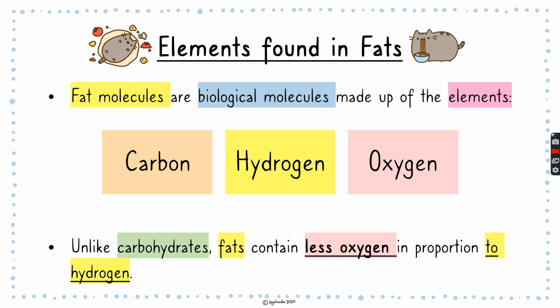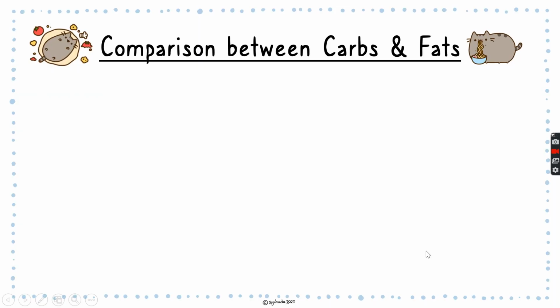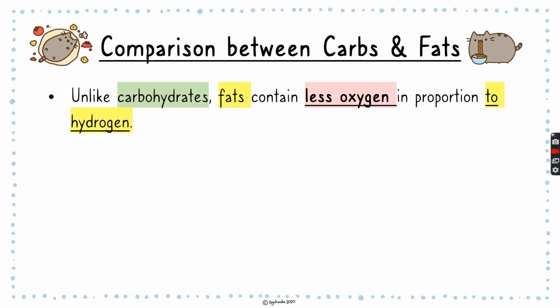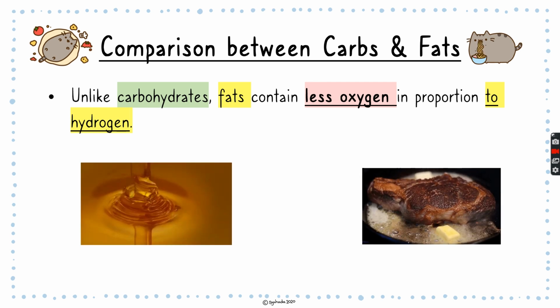Just now we know that carbohydrate means carbon and hydrate, so like water. So the ratio of hydrogen to oxygen is 2:1. But for fat, it's much less oxygen in proportion to hydrogen. So let's see a comparison between the two. So you have these two classic examples of carbohydrate and fat.